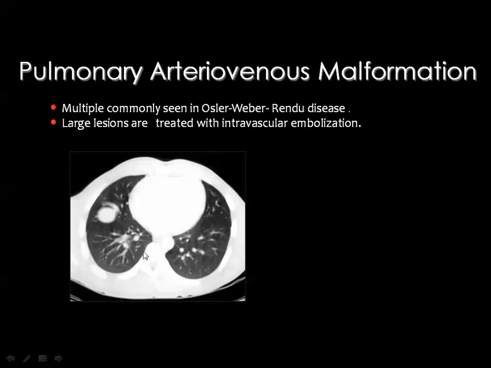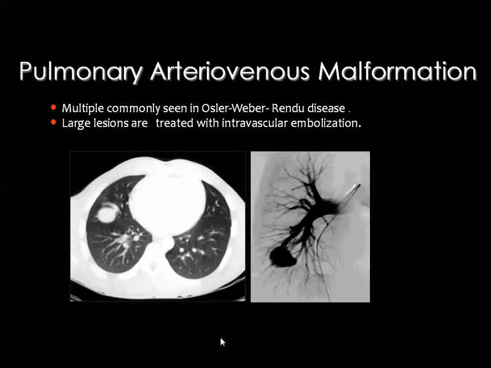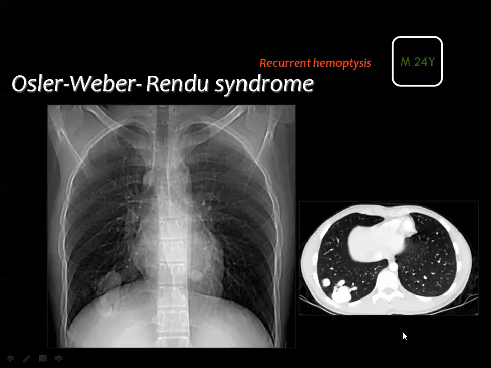Also, this CT scan shows a nodule and a prominent vessel adjacent to the nodule. By selective pulmonary angiogram, you are able to see the feeding artery, and if you wait for some time, you will see the draining vein.